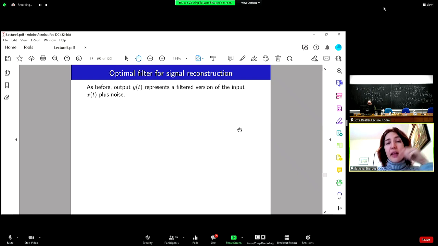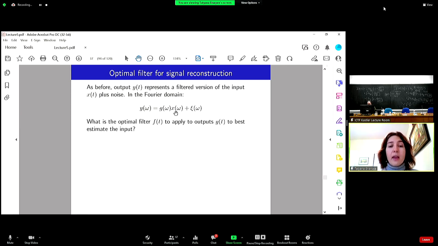And here's another example of comparison of the filtering that is done between the photoreceptors. So in this case, Y of T again represents the filtered version of the input signal plus noise. And in the Fourier domain, that's our equation, where the output is G of omega times X of omega. And what filter to apply to the outputs Y in order to best estimate the input signal?